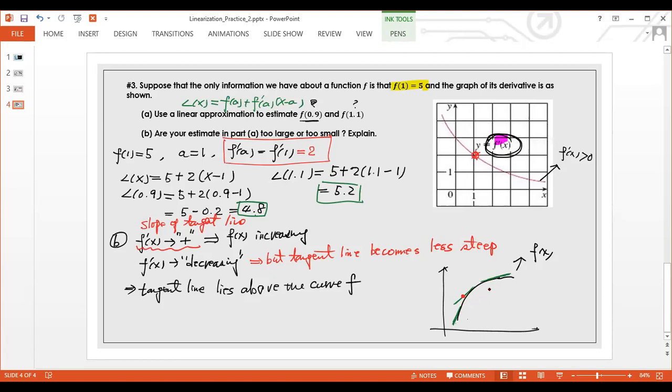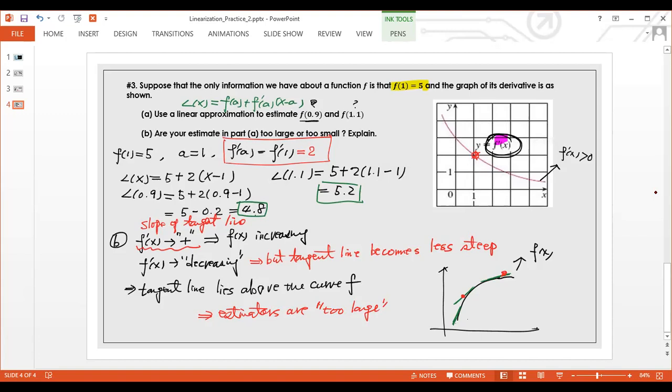What we see here is the slope of the tangent lines. Those estimations, the red ones here, are from the linear approximation. Because the tangent lines sit above the curve, what are those estimates? Those estimates are too large, so they are larger than the true f of x function.